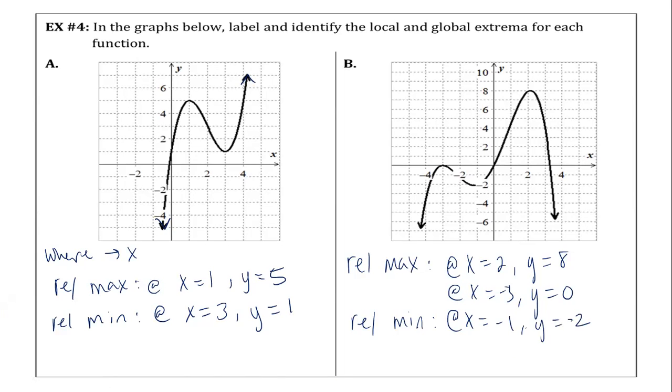Is there an absolute max or min here? Yes. Which one do I have? An absolute max. And what is my absolute max? It's at x equals 2, and that y value is 8. But we don't have an absolute minimum, because it keeps going forever.